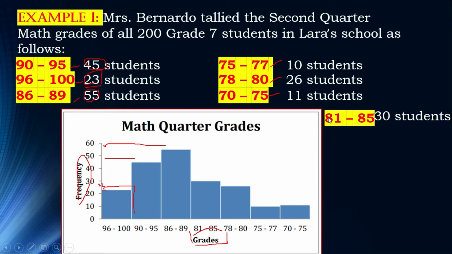Ayan. And for 75 to 77, meron tayong 10 students. So, tapat lang siya ng 10 na frequency. Yan, itapat nyo mismo sa 10. At sa 70 to 75, 11 students naman. So, lagpasan mo lang konti yung 10. So, 11 students. So, ganon yung paggawa ng ating histogram. Okay? Pag yung ating given set of data ay class interval yan, ang gagamitin na graph is histogram. Okay?